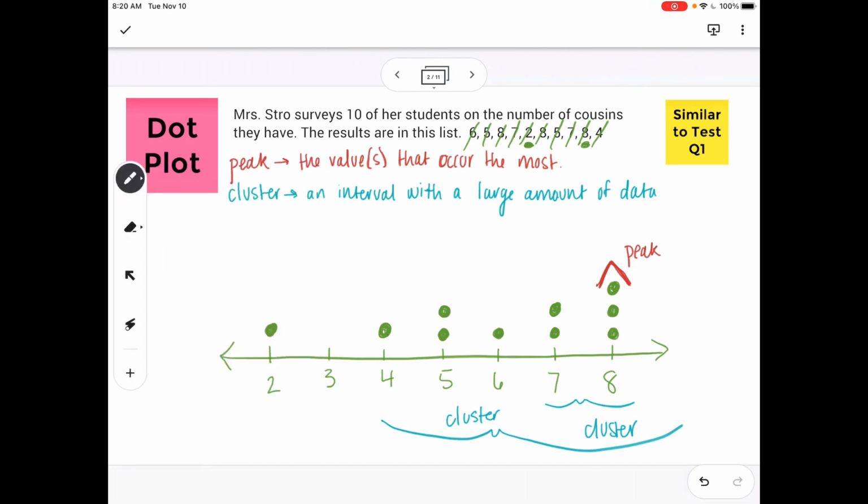All right, and the very last one is a gap, just like it sounds. It is an area with no data. So just like a gap in your teeth, there's nothing there. You would go to your graph and see if there's any area with no data. In this case, we just have 1 point missing. 3 would be the gap, since there's no point at 3.